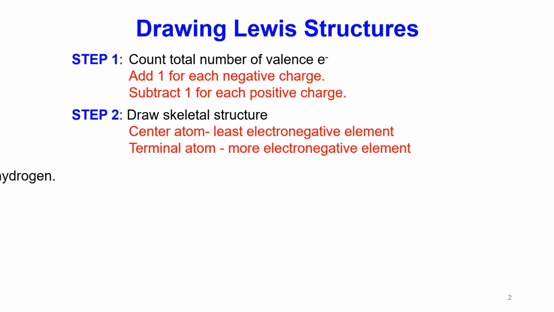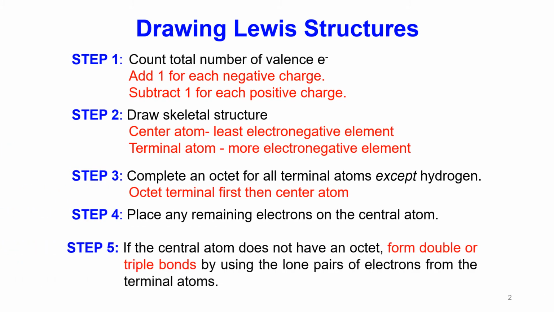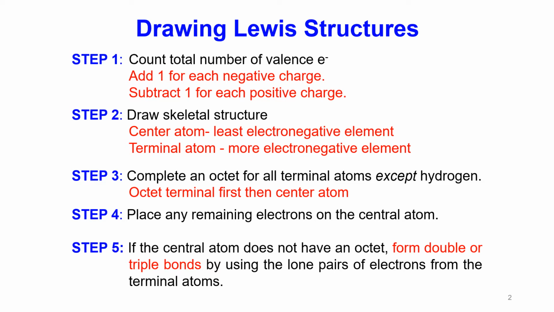We have 5 steps to draw the Lewis structure. First step is count total number of valence electron. Second step, draw skeletal structure. Third step, complete an octet for all terminal atoms except hydrogen. Step 4, place any remaining electron on the central atom. And last one, step 5, if the central atom does not have an octet, form double or triple bond by using the lone pairs of electron from the terminal atoms.